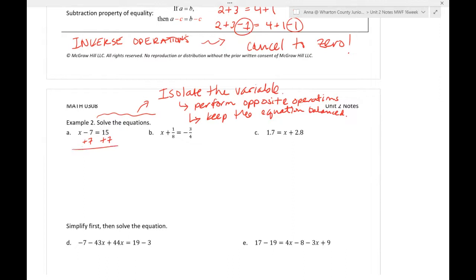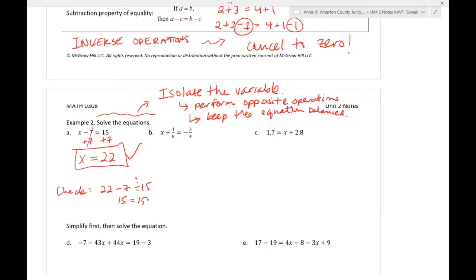On the left-hand side, minus 7 plus 7 cancels to 0. So I end up getting x plus 0, which is just equal to x. And on the right-hand side, we get 15 plus 7, which is 22. You can always check your answer by plugging it in for the variable in the original equation and making sure we get a true statement. 22 minus 7, does that equal 15? I get 15 equals 15. So there is my confirmation that my answer is correct. My solution is valid.